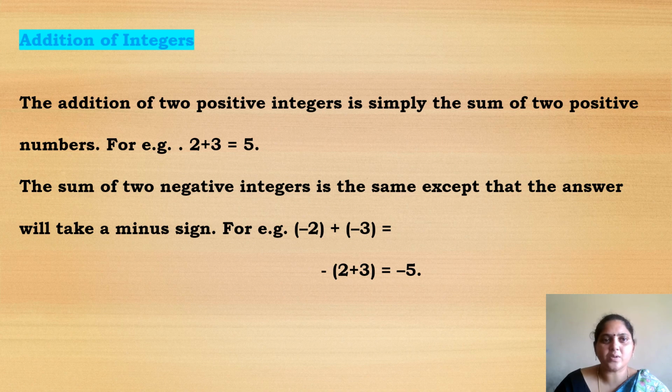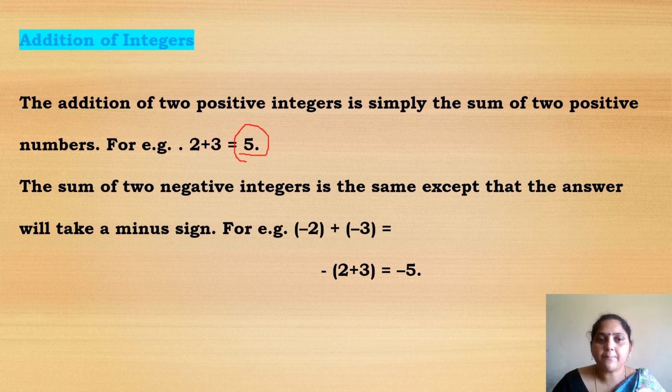Now here we are going to see what is meant by addition of integers. Addition means adding two integers. The addition of two positive integers is simply the sum of two positive numbers. For example, 2 plus 3. We all know that when we add 2 plus 3 we get 5. So what we have done here is add two positive integers, plus 2 and plus 3, and we got our sum as plus 5.